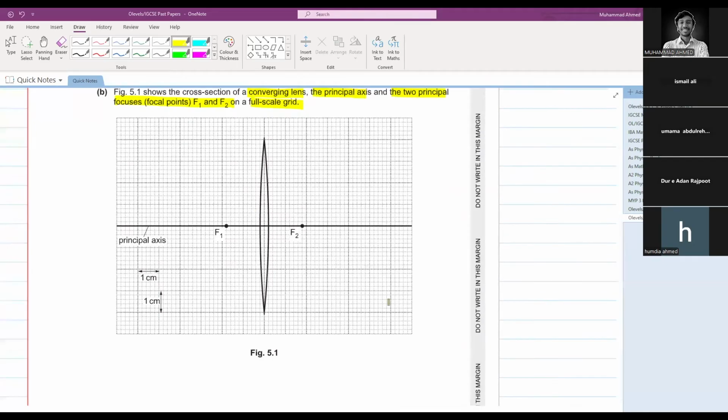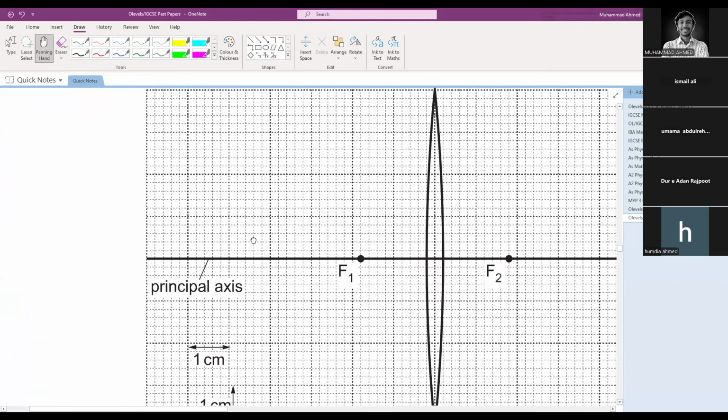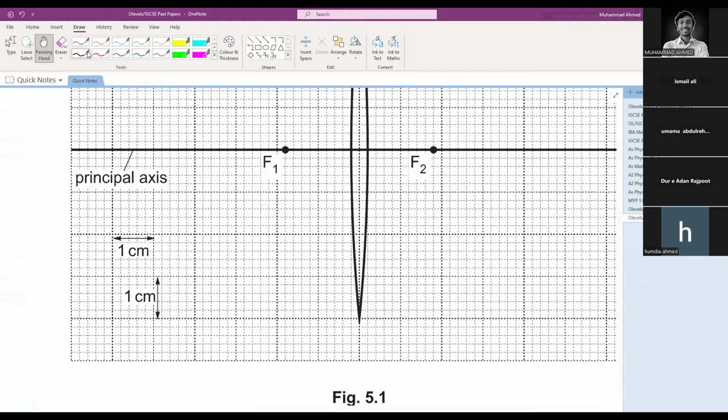Okay, so what is the focal length? Focal length किस तरह निकालते हैं? First of all, to calculate focal length, just observe here. What is this? This is telling you the scale. That means 1, 2, 3, 4, 5 small boxes represent 1 centimeter. Simple as that. Nothing complicated here.